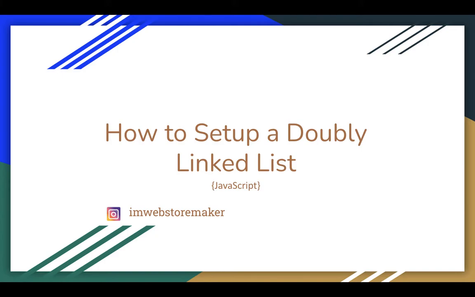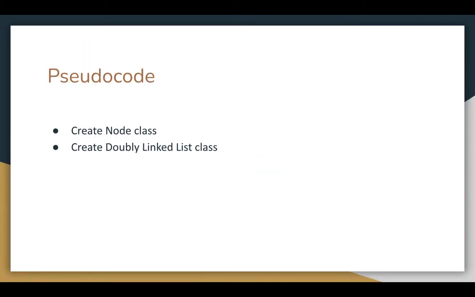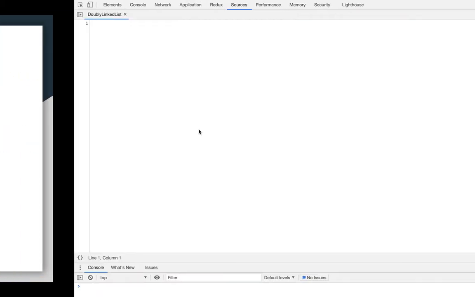But what we're going to do for now, like with every other data structure, is the setup. We're going to have to set up the class, in this case a doubly linked list. So let me go through my pseudocode here. We're going to create two classes, and again, we are going to create a node class just like we did with the singly linked list. And this time we're going to create a doubly linked list class as well. So let's start with the node class.